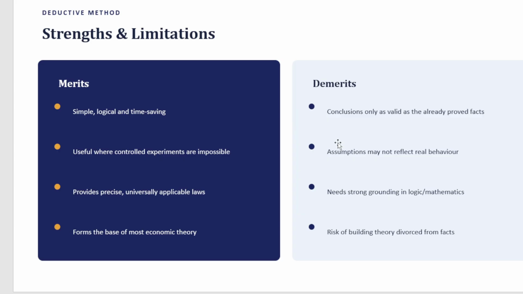Then what are the demerits of the deductive method? In this deductive method, conclusions are only valid as the already proved facts. Assumptions may not reflect real behavior. Many times assumptions may not reflect real behavior. This is true. It needs strong grounding in logic, and there is a risk of building theory due to the absence of facts. These are the demerits of the deductive method.